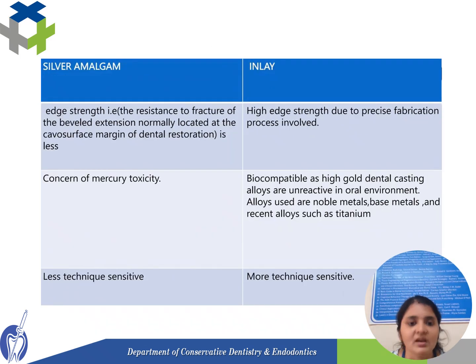So coming on to edge strength, that is the resistance to fracture of the bevel extension normally located at the cavosurface margin of a dental restoration, it is less in the case of amalgam. The high edge strength is seen in inlay due to the precise fabrication process involved. In the case of amalgam, we have the concern of mercury toxicity since we use mercury for mixing with alloy powder. And inlay is biocompatible as high gold dental casting alloys are unreactive in the oral environment. Alloys used are noble metals, base metals, and recent alloys such as titanium. And silver amalgam is less technique sensitive, whereas inlay is more technique sensitive when compared to amalgam.